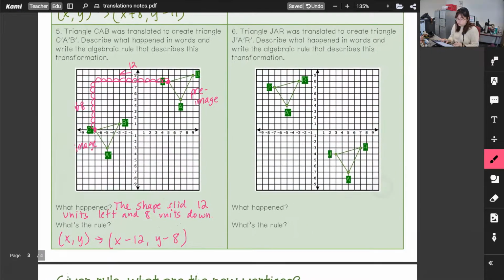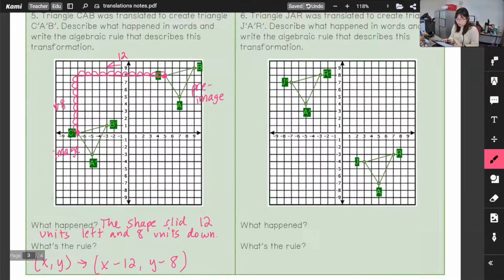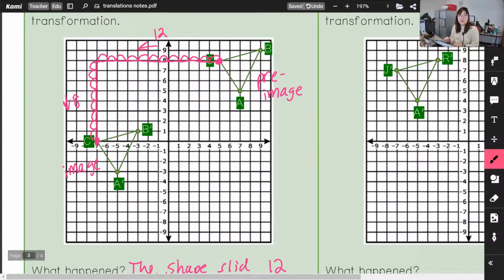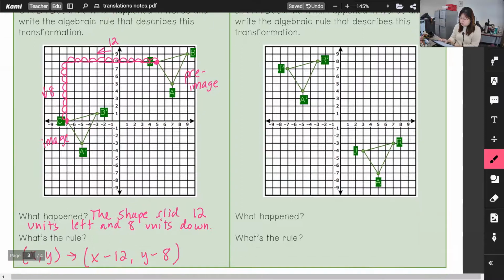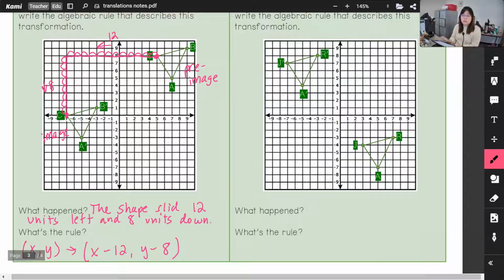So with that, that is how you solve those problems. You pick a point, pick the prime point, and count. It's just like doing distance, except you don't take the new two numbers and do the Pythagorean theorem after. You just use the numbers to make your rule. Okay? So I want you to try number 6 on your own. Same steps, different problem. Okay?